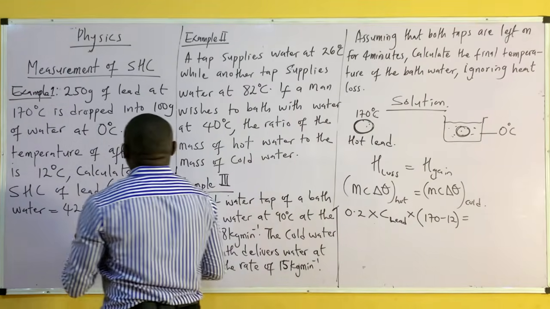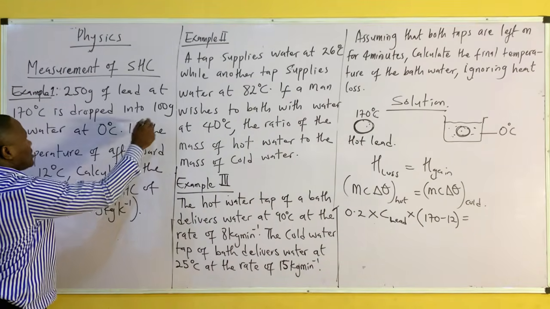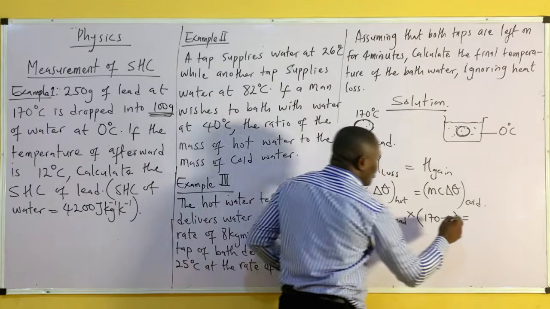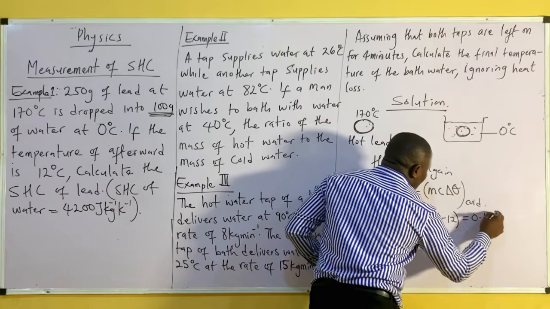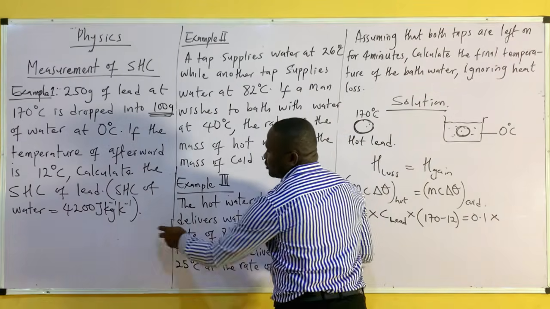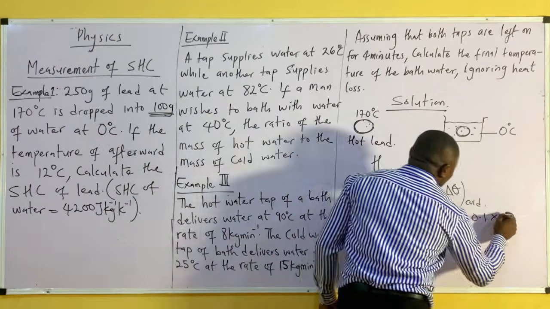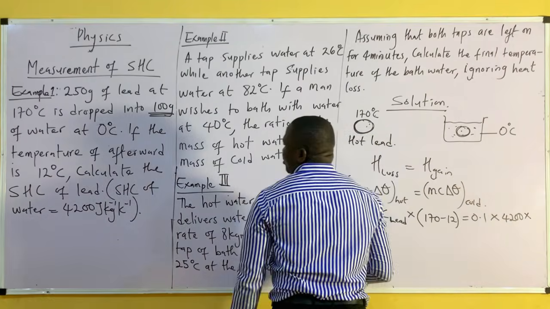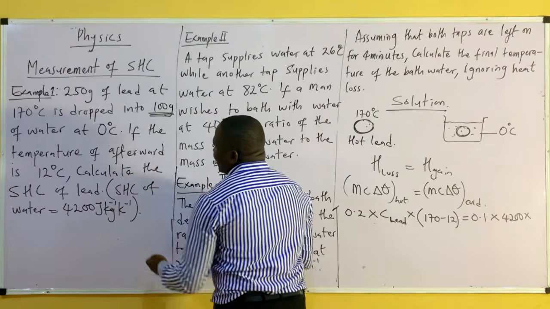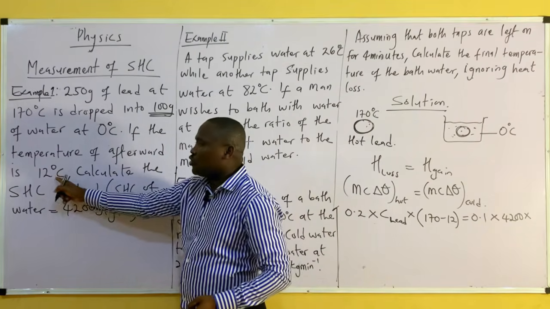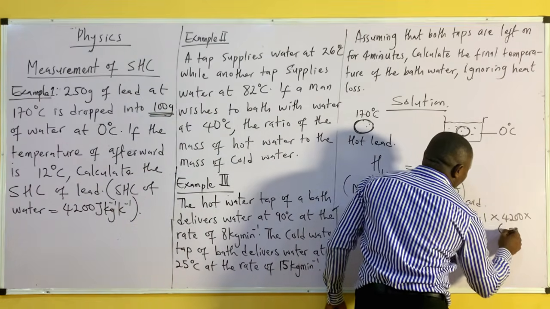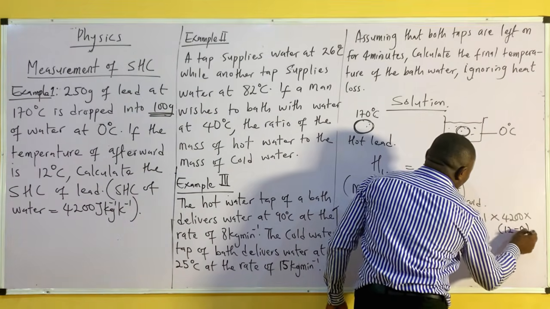Now, what is the mass of water? 100 grams is the mass of water. So that will be 0.1 kg times the specific heat capacity of water, 4,200, times what will be the temperature change? Remember, it's changing from 0 to 12. So it will be 12 minus 0.